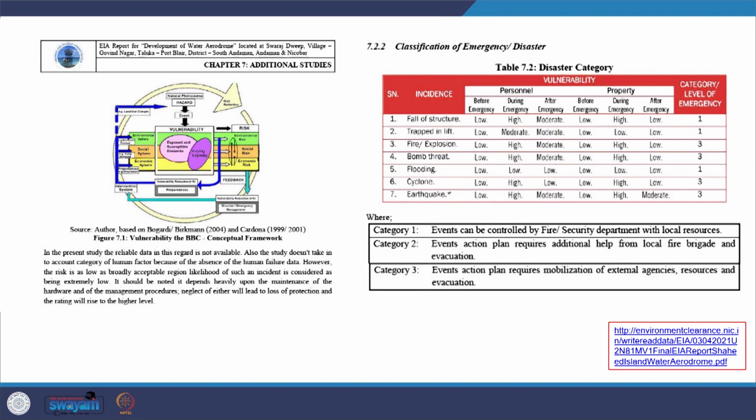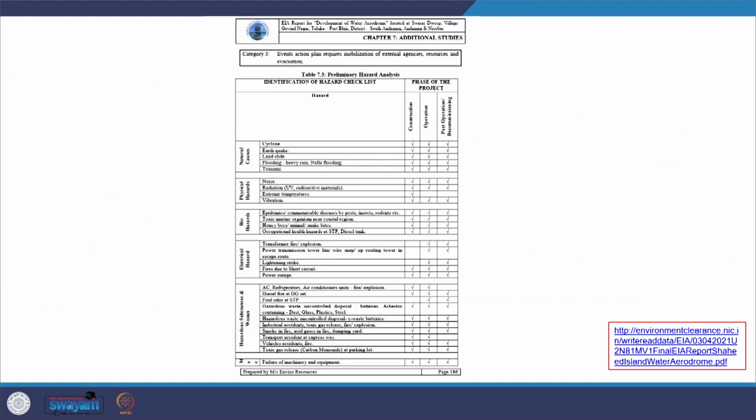So you can see disaster category. They have created the table here, and they have also identified the vulnerability here. So you see here the preliminary hazard analysis, what they have done here. So that has also been presented here. So natural causes, physical hazard, biohazard, electrical hazard, hazardous substance, and waste. So the phase of the project in which that is likely to happen, that all has been ticked here. So that's very relevant here for this particular case. So that study has been undertaken here.